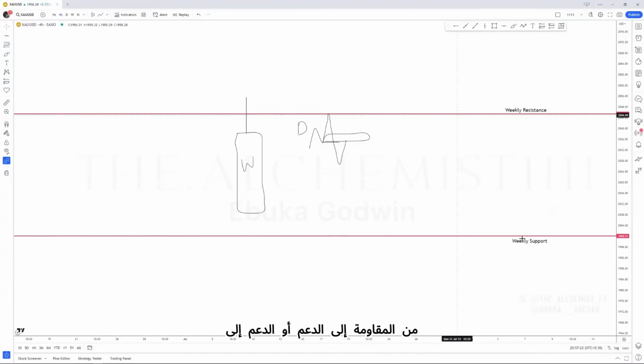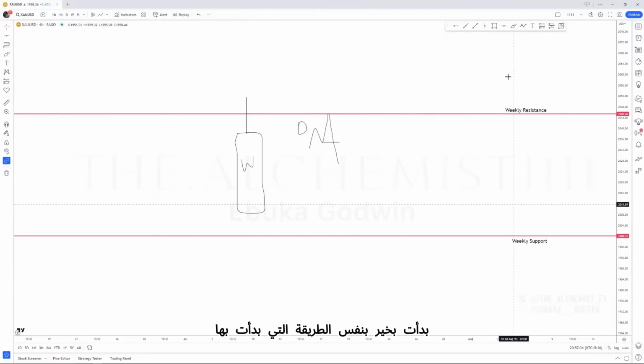So from resistance to support or support to resistance. And then, how does a weekly bearish storyline end? Okay, that's another question. How does a weekly bearish storyline end? The same way it started.